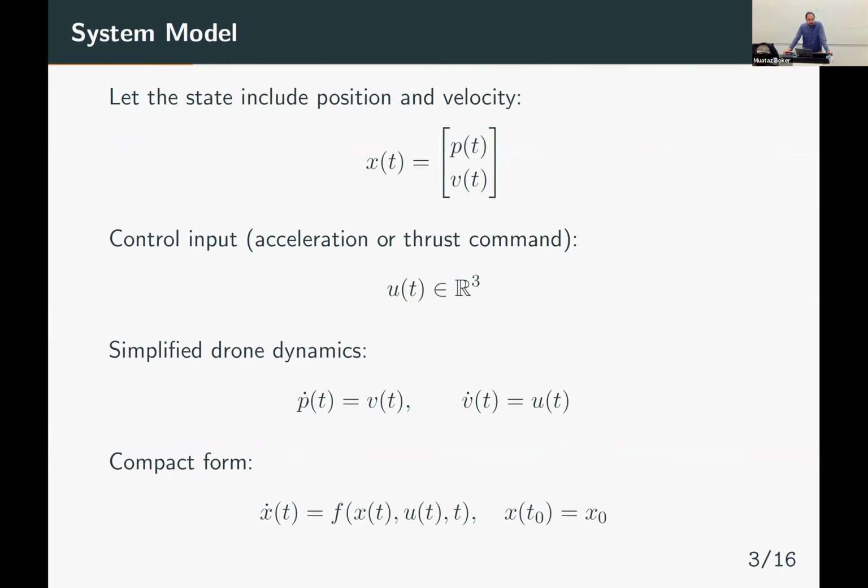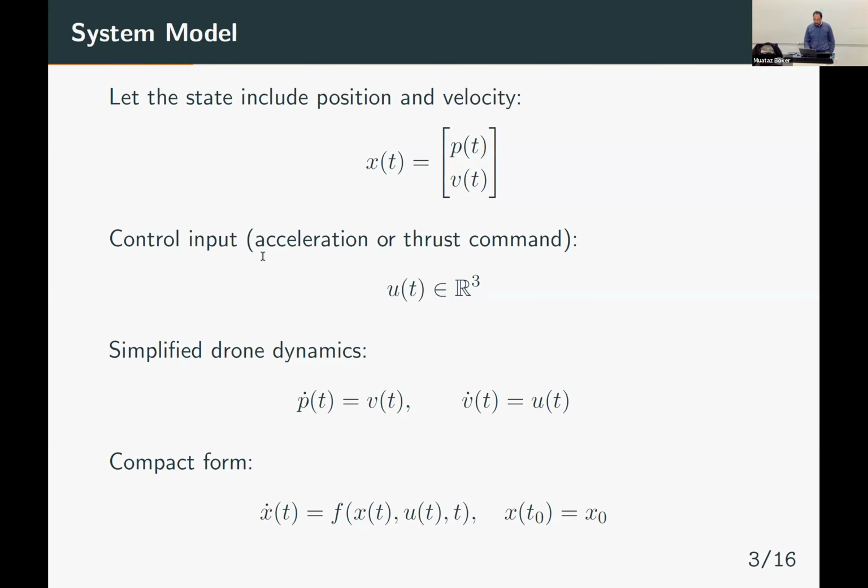So let's start by defining the states of the system. So let the state include the position and velocity of the drone. Okay, so P is the position of the drone at any time, and V is the velocity. It's a quadrotor drone, so we are going to assume that there are 3 motors. And so the drone has 3 motors, okay? Which means that the drone will have 3 U's, right?